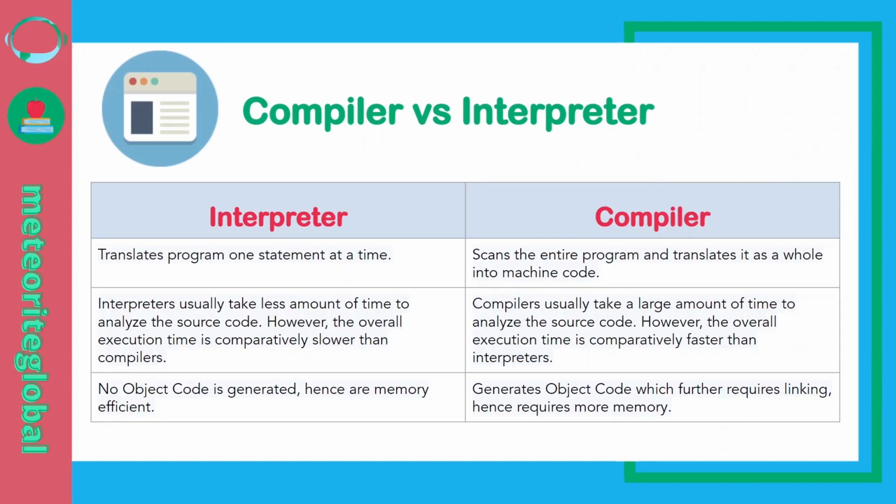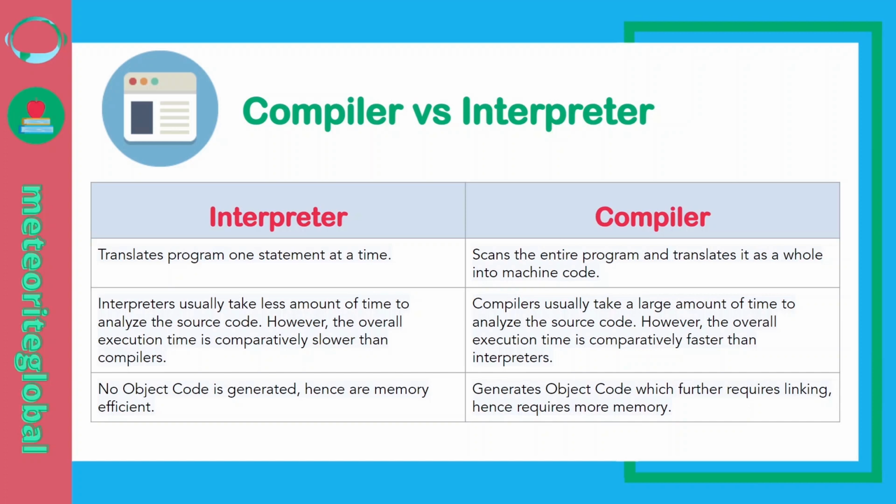Okay, so here are some basic terms like compiler and interpreter. We are gonna differentiate interpreter and compiler. So first of all, let's see what an interpreter does. It translates a program one statement at a time, whereas the compiler scans the entire program and translates it as a whole into machine code. An interpreter usually takes less time to analyze the source code, whereas a compiler takes a large amount of time to analyze that source code. However, overall execution time is comparatively slower than compilers.